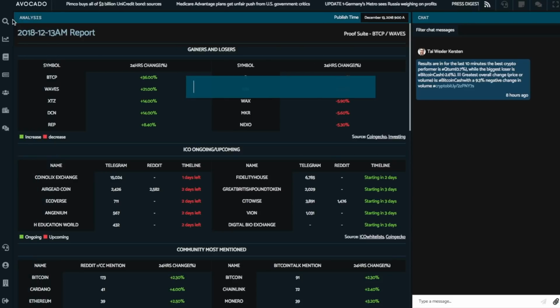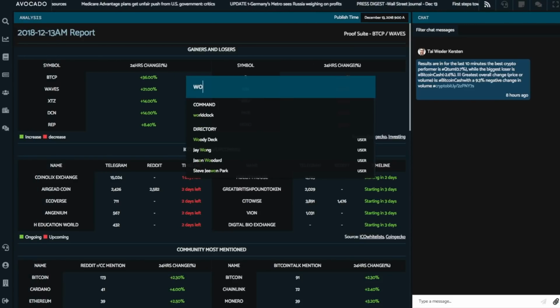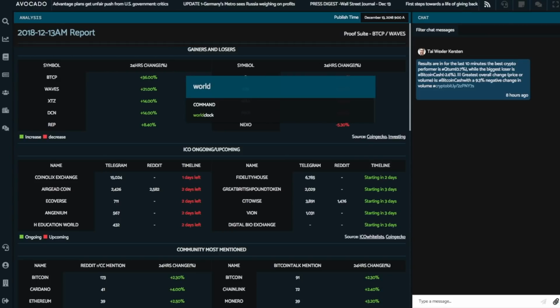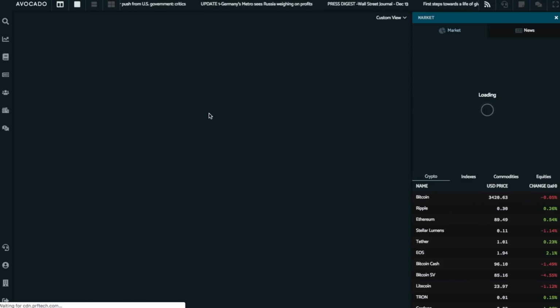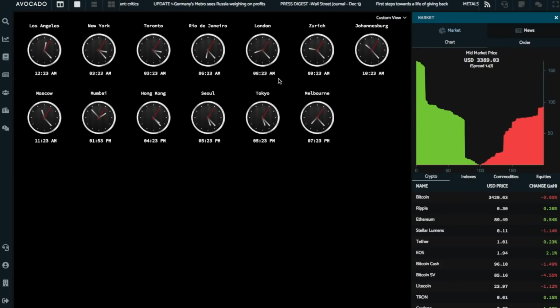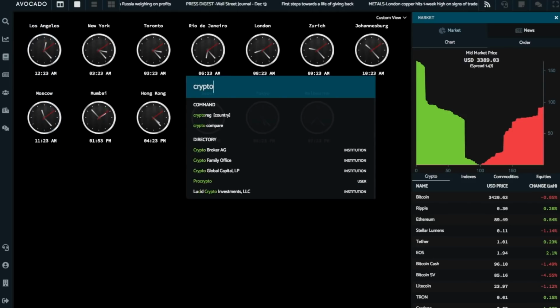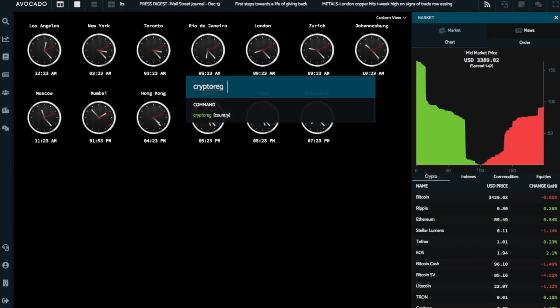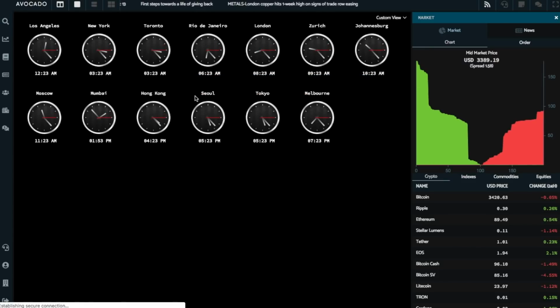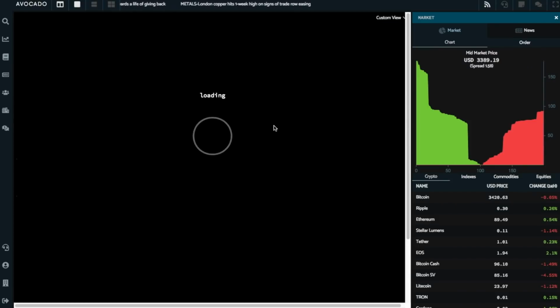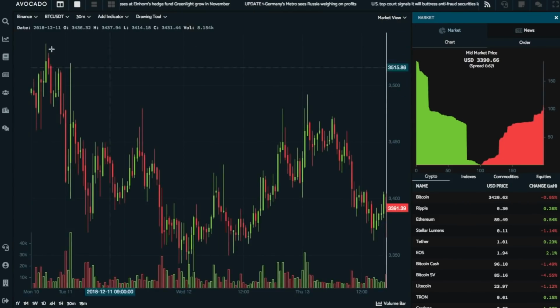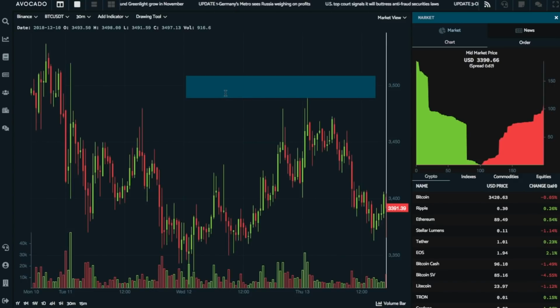And then obviously the commands. I use this one a lot, world clock. Being able to see everywhere else in the world, we're in Korea, but being able to keep up. And also I really like the crypto regulation command, where I can type in any country, like Canada, and get the crypto regulations that are happening in that country. So I also really like the commands.